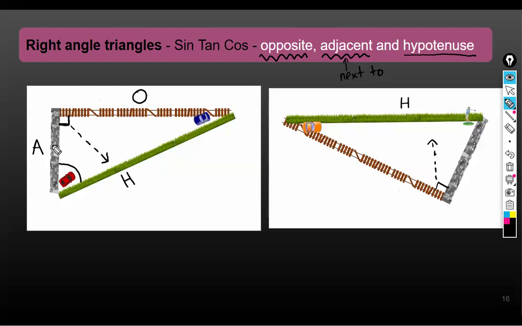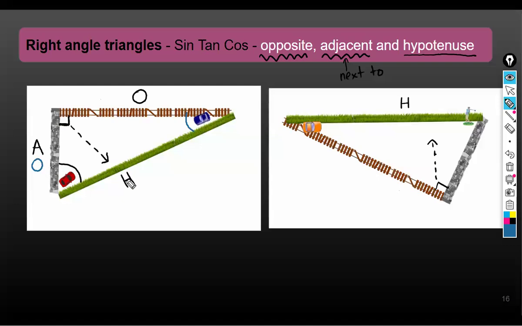The adjacent. But let me turn it around now. Let's say somebody was standing by the blue car now. He was standing by this angle. The grass is still the hypotenuse. But if I am standing by the car, from his point of view, who is the opposite? Isn't his side opposite the blue car?